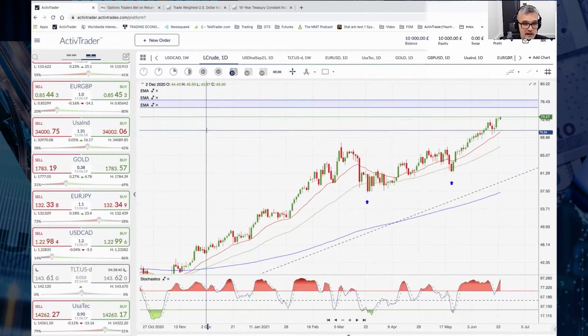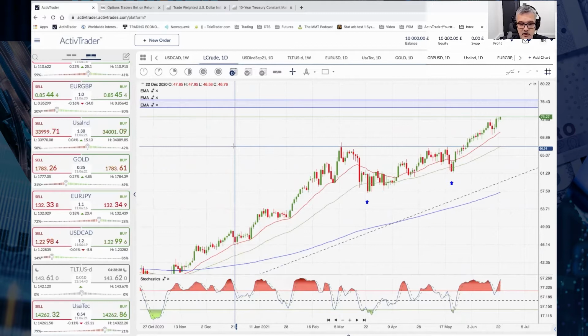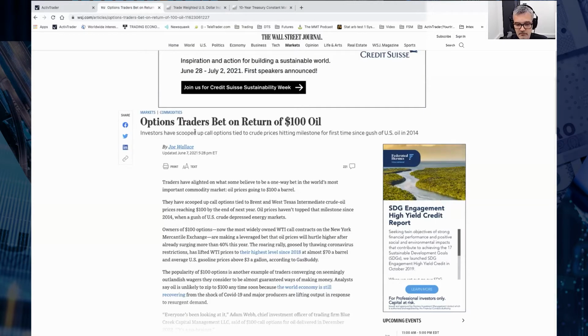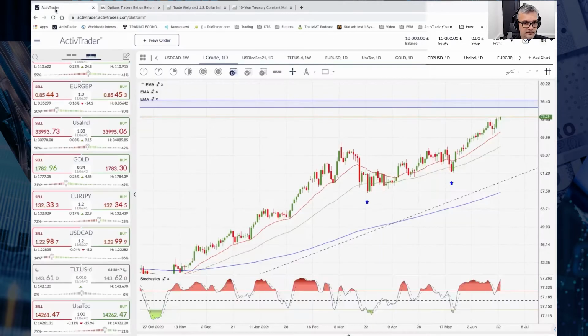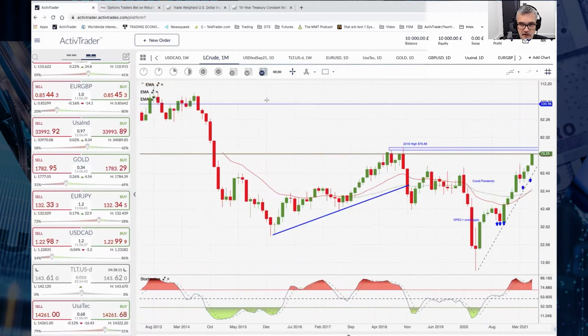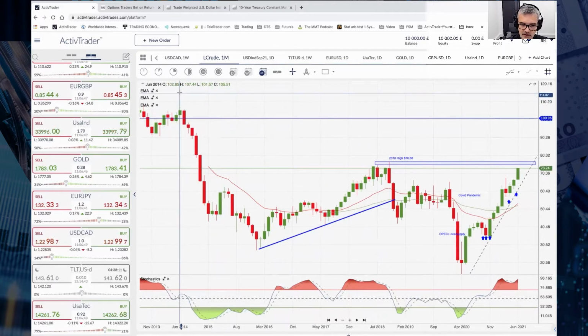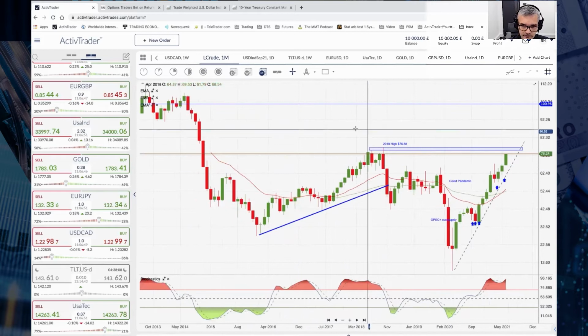Oil is also looking like it's going to go higher because of the fundamentals. We've got a tight market in terms of supply for oil, and we've got increasing demand. And if we go through different news outlets, you can see here at the beginning of June, the Wall Street Journal reported that options traders are betting on returns of $100 per barrel oil. If we go back to the monthly chart quickly, the last time we were at $100 was back in 2014. So, several years ago now.